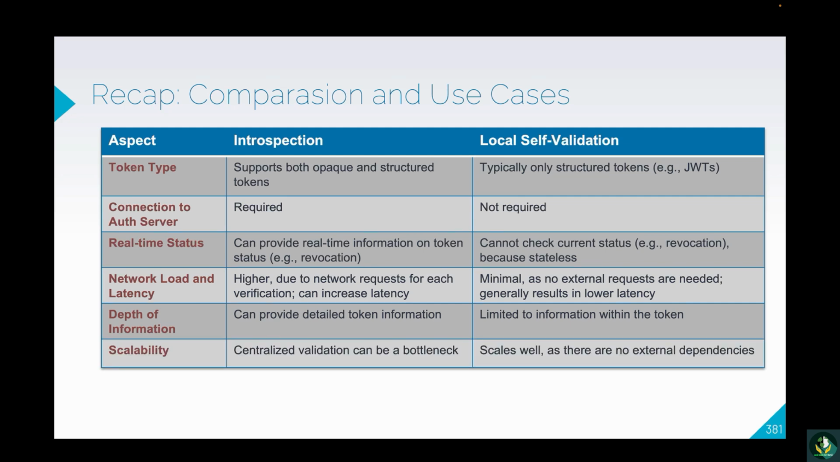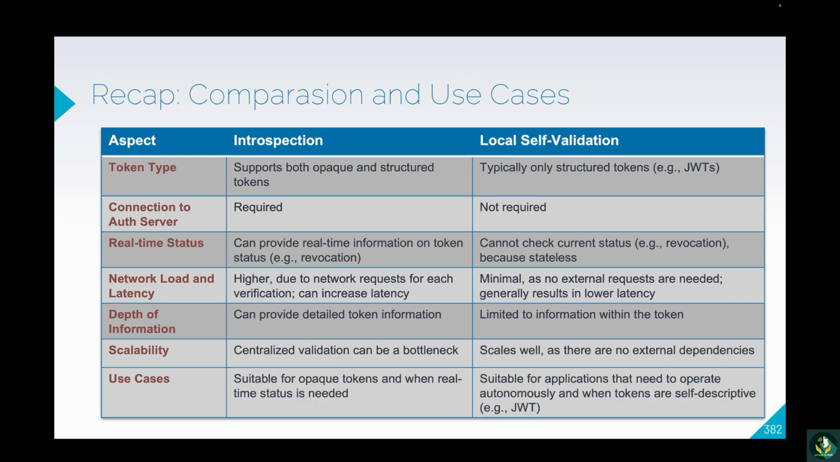Scalability. With introspection, centralized validation can slow things down, especially in environments with a high volume of validation requests. Local self-validation scales well, as it doesn't rely on external dependencies. Each resource server can validate tokens independently, making it more suitable for large distributed systems.